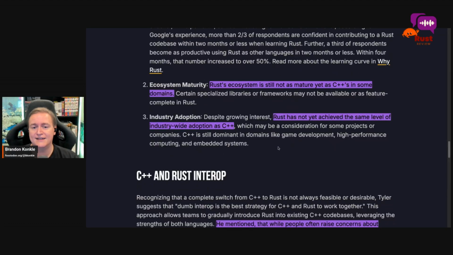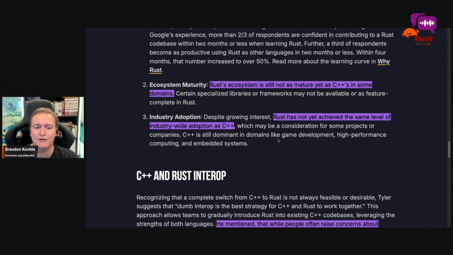Another thing that he calls out is that Rust's ecosystem isn't as mature yet as C++, especially when there are just 30, 40 years of specialized libraries and frameworks in C++ that are not available. They haven't been wrapped or ported to Rust. They're not as feature complete in Rust, and that is definitely true. You can still use them in a lot of cases, but you may have to do some work to really map the foreign function interfacing and things like that.